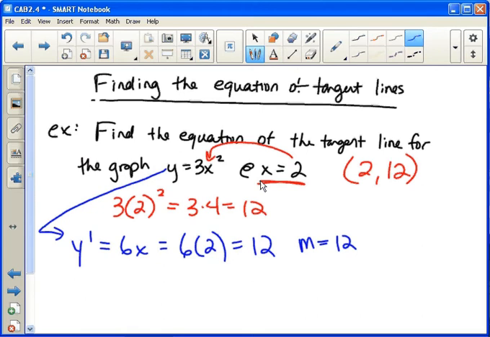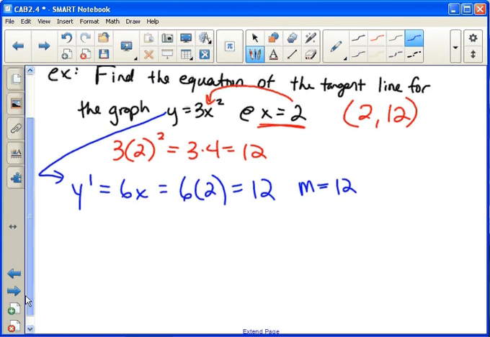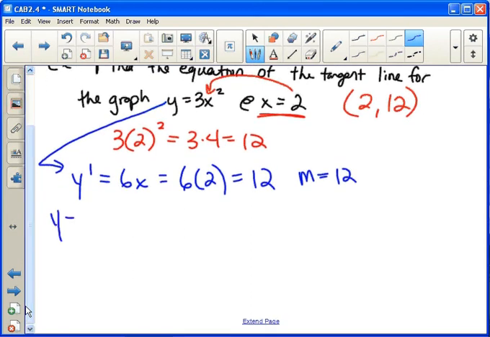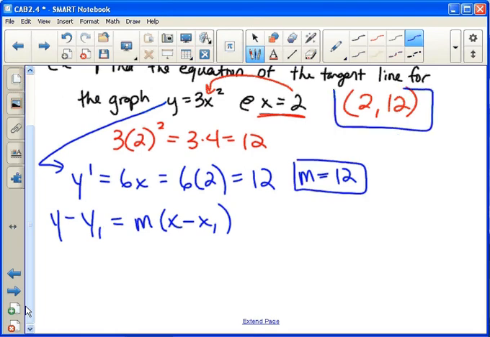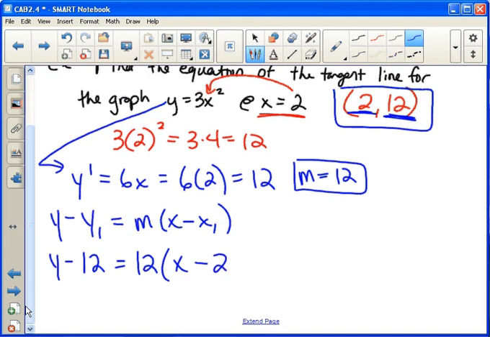So I'm going to use the point slope form, which looks like y minus y1 equals m times x minus x1, and I'm going to find the equation of my line given my slope of 12 and my point (2, 12). So y minus y1, that's our y value, which is 12, equals m, that's our slope, also 12, times x minus x1, x1 is our x value, which is 2, and we get this.